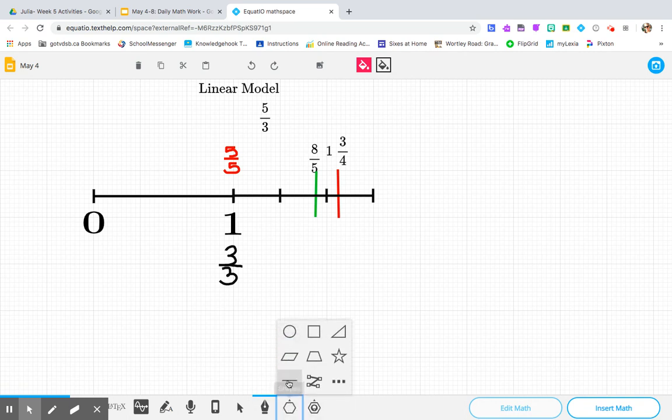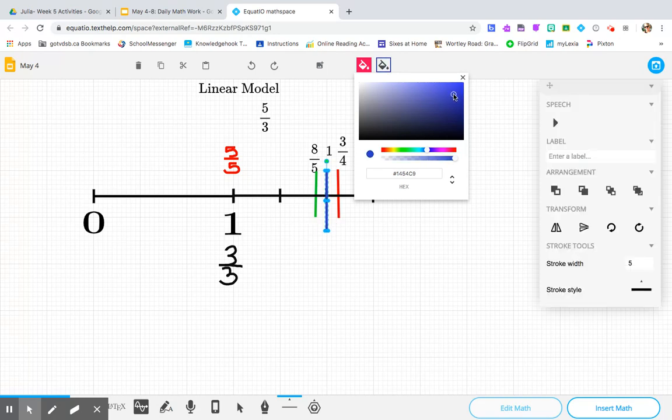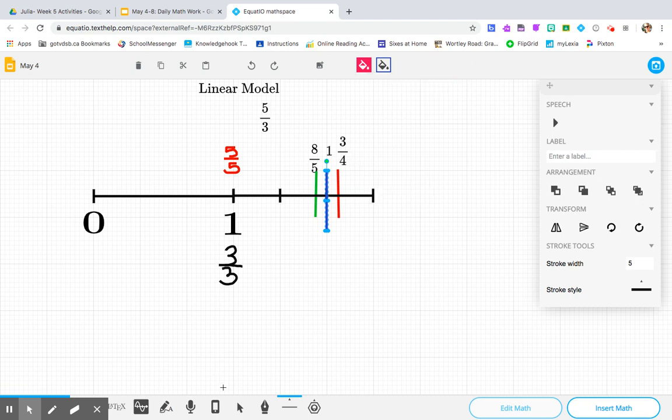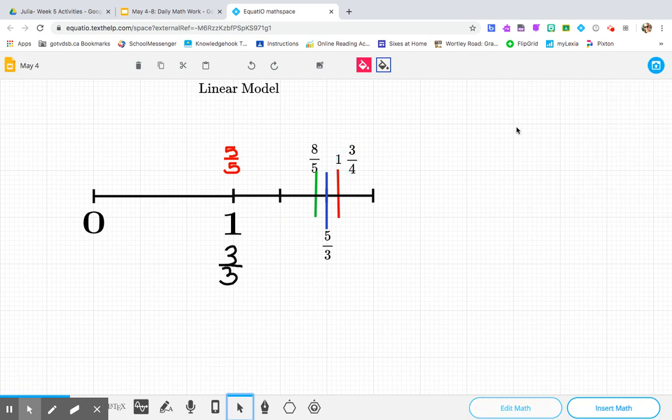Let's select a line. Let's paint it blue this time and add my line right here. And you can see that that's my middle one. Oh, it didn't want to go blue for me. Click on it and try it one more time. There we go. Okay, I'm going to use my select tool to bring 5/3 down to label this line here. I think they're all pretty clear on here now. And again, that labeled it really clearly. 8/5 is the smallest of the 3, then 5/3, then 1 3/4.